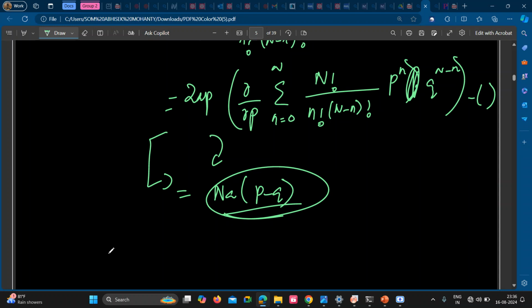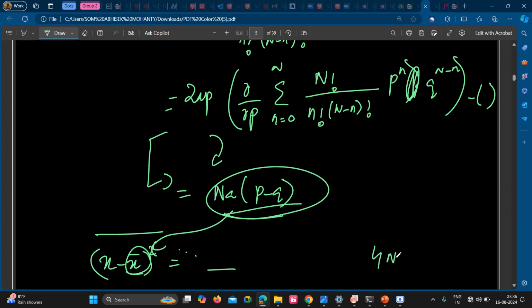There is a mean square value (x minus x bar) whole square bar. So here x bar you have to put it here, and you will get the answer for the second one. The answer will be 4 N p q a square.